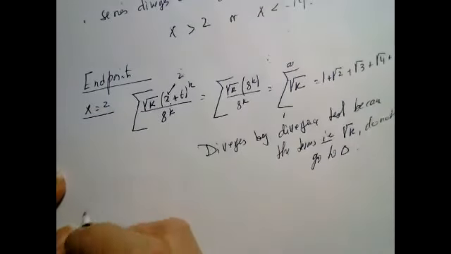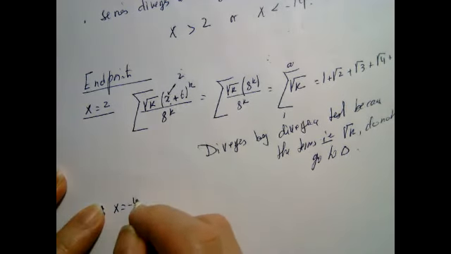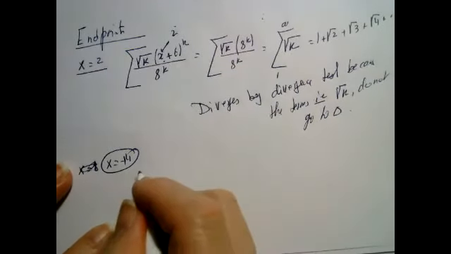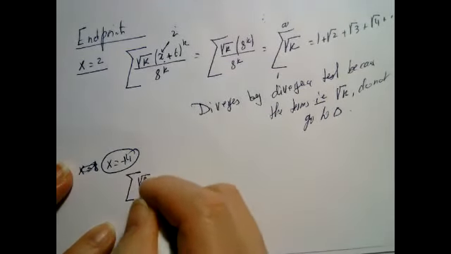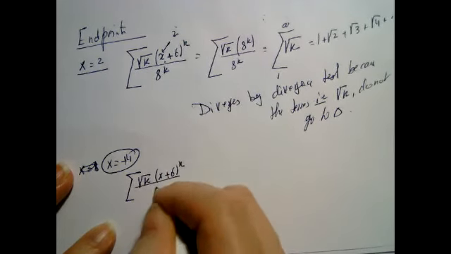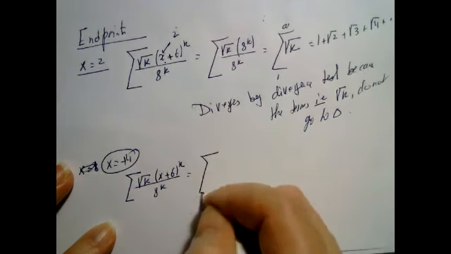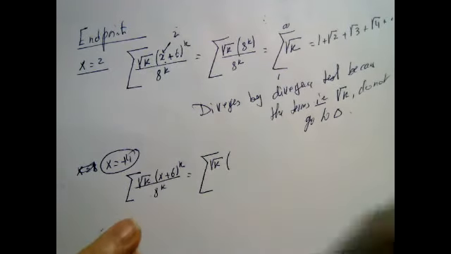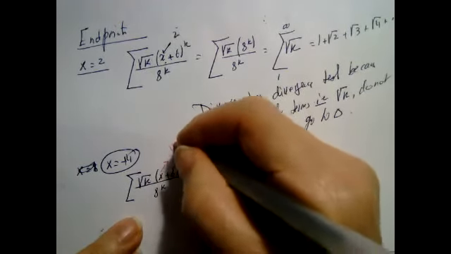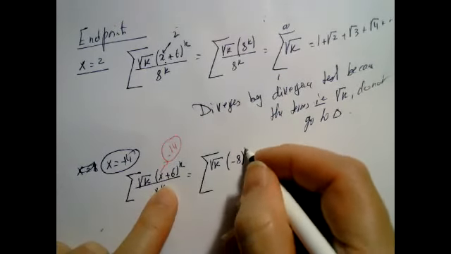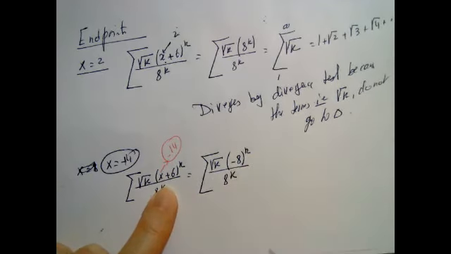Now finally, we take x equal to -14. And we see what happens for that. Again, I plug in -14 for x. So this is x plus 6 to the k over 8 to the k. I plug in minus 14 in here. Minus 14 plus 6, that's minus 8 to the k over 8 to the k.